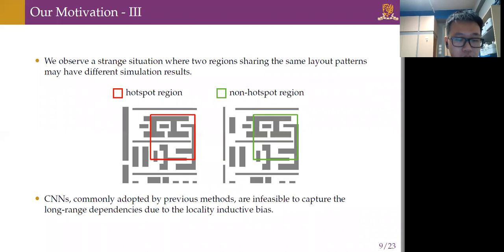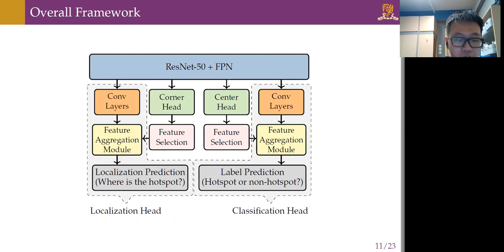The third motivation is that we observe a situation where two regions with the same layout patterns have different simulation results. This phenomenon indicates that we cannot judge whether a hotspot exists only by focusing on the local layout patterns. However, convolutional neural networks commonly adopted by previous methods are infeasible to capture the long-range dependencies due to the locality inductive bias. To solve these issues, we propose our own methods.